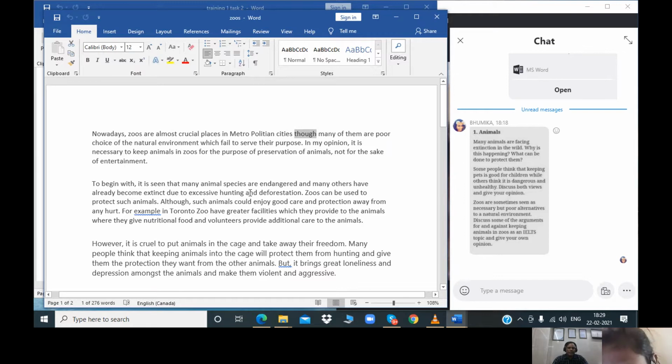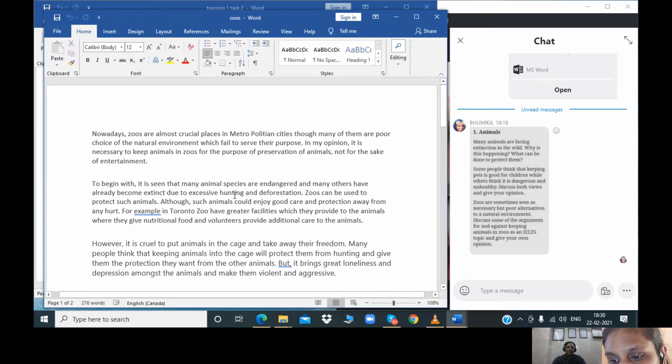It is seen that many animal species are endangered and many others have already become extinct due to, after become we will use the third form of the verb. If you are using the verb, it is already become extinct, otherwise it could be an adjective or a noun. Already disappeared due to excessive hunting or deforestation.